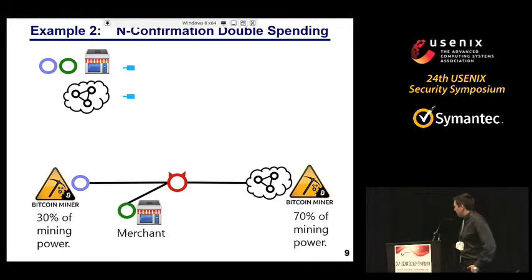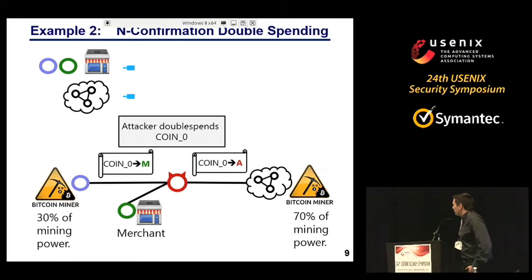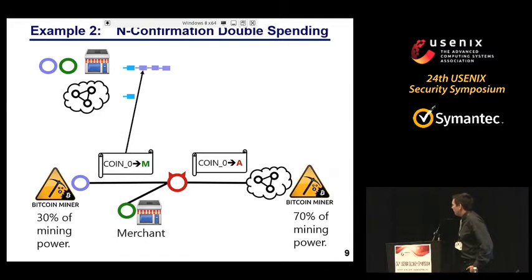So yes, the purple node has 30% of the mining power, the rest of the network has 70%. So the attacker double spends a transaction. This transaction gives coin zero to the merchant, and then there's a separate double spend transaction that gives coin zero back to the attacker. The attacker has partitioned the network, and because both the miner and the merchant see the same thing, the miner includes this transaction in a block and then confirms it and mines blocks on top of that.